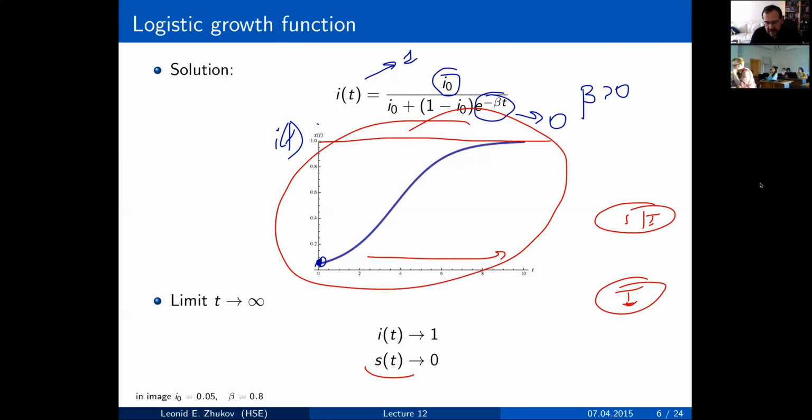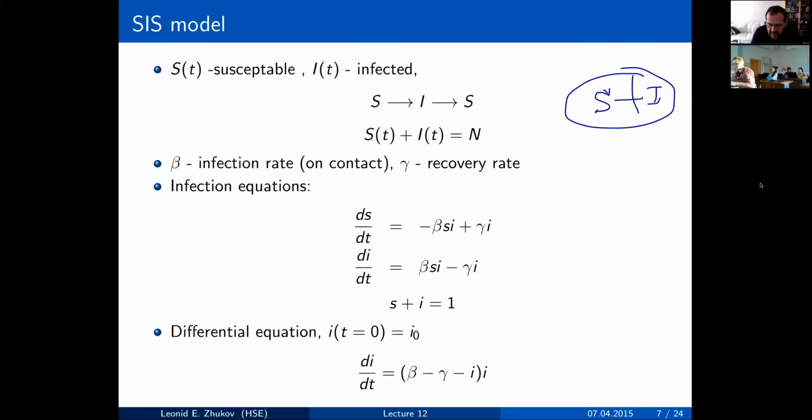Okay, moving on. So the next, more advanced model is called the SIS model. The idea is the following. There are also S people and I people, susceptible and infected people. Susceptible people can get infected, but the good news is that infected people can actually recover. So there is also a flow of infected people back to the pool of susceptible people.